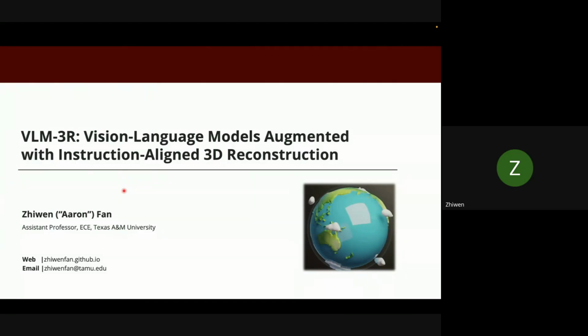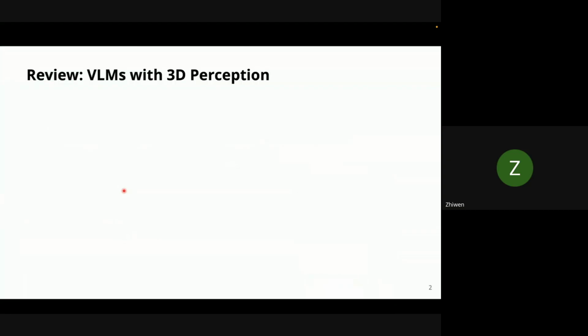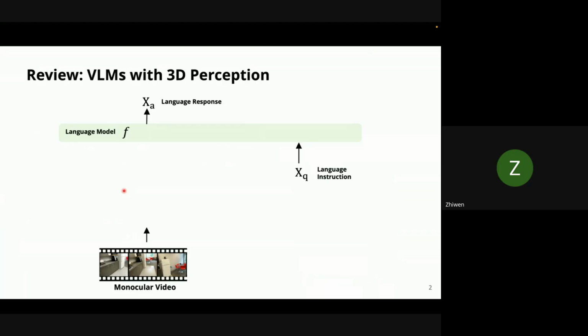So today's topic is about vision language model augmented with instruction-aligned 3D reconstruction. The motivation of this work is kind of clear and simple: how to enhance the 3D perception capability of vision language models. Yeah, so let's take an example.